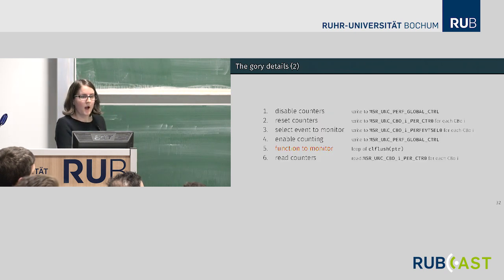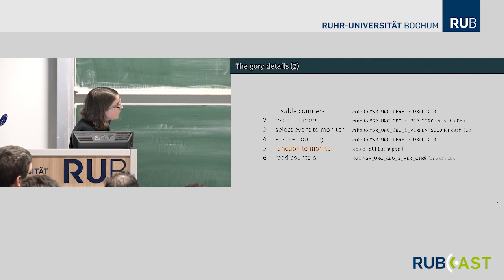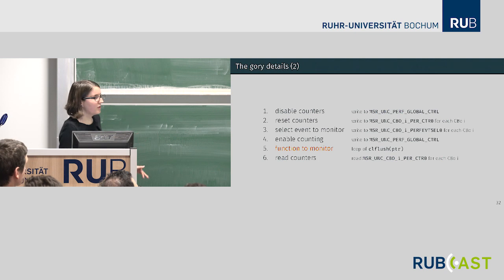So this is great. Intel provides you the list of steps that you need to perform to monitor what you want. First you have to disable the counter, which is essentially writing to some model-specific register, then reset the counter, select the event to monitor, and enable the counting. Then you can call the function that you want to monitor. Here it's basically a loop of CLFlush for one address. And then you can read the counters.